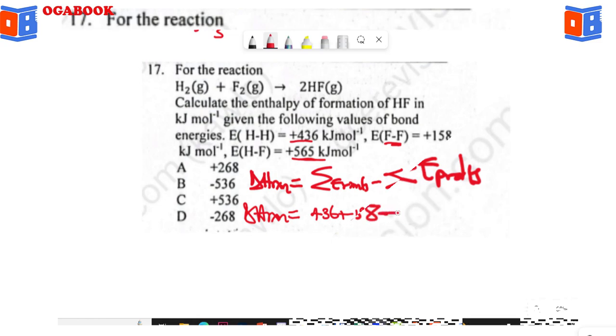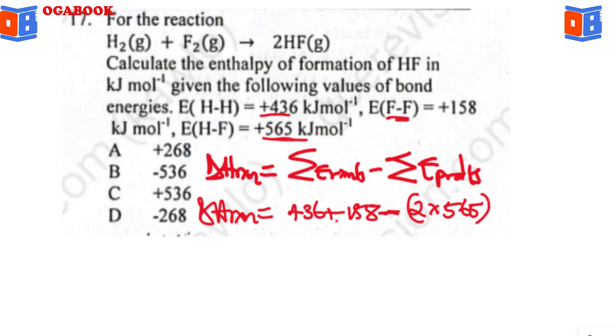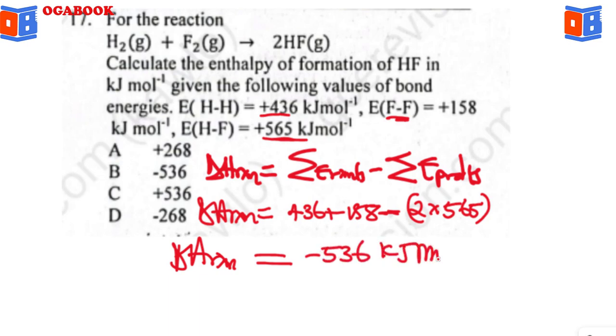Now for products, it's going to be minus. For products, we have HF and the coefficient of 2. We're going to take the value multiplied by 2 times 565. So the enthalpy of reaction is going to equal minus 536 kilojoules per mole. That is going to be our value, making option B to be correct.